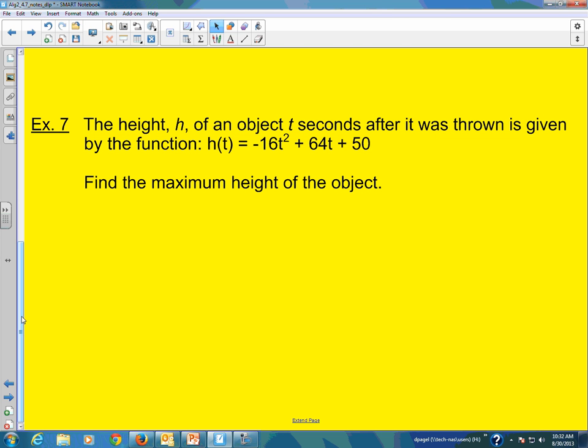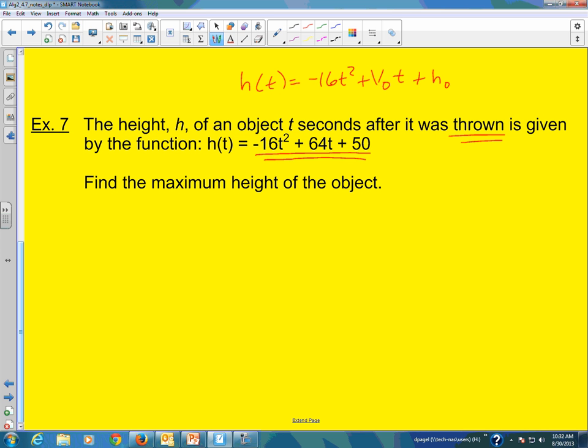We're throwing something. And we've seen this equation before, something that looks very similar to it. We have this h of t equals negative 16t squared plus 64t plus 50. And before, when we were doing these problems, we were told that in these projectile motion problems, there was a v sub o t and an h sub o, where v sub o was your initial vertical velocity and h sub o was your initial height. All right, and we've been working through these kinds of application problems all through this chapter.